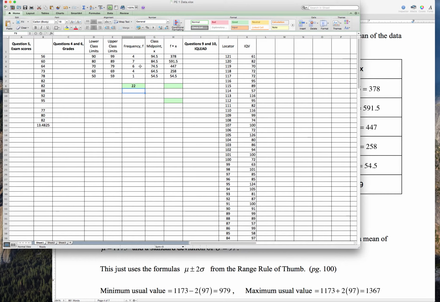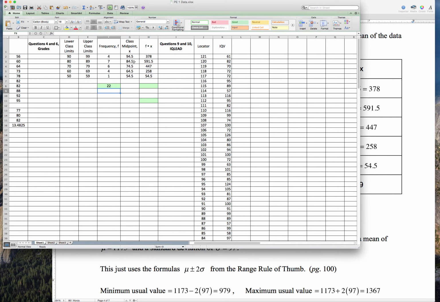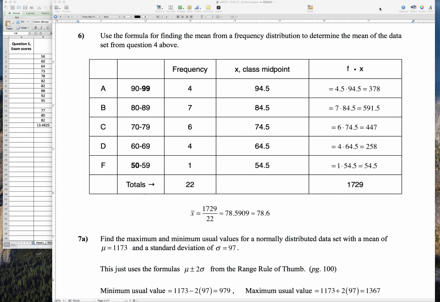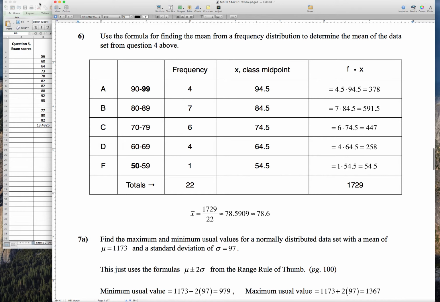4 plus 6 is 10, plus 7 is 17, plus another 4 is 21, plus 1 is 22. Now, in this square, we want the total of these frequency times class midpoint. And let's take a look at that over here on the document, on the review. Those calculations are shown here as a reminder of what it is you're doing. And you can do this with a calculator if you prefer, but those are the operations that are being performed.